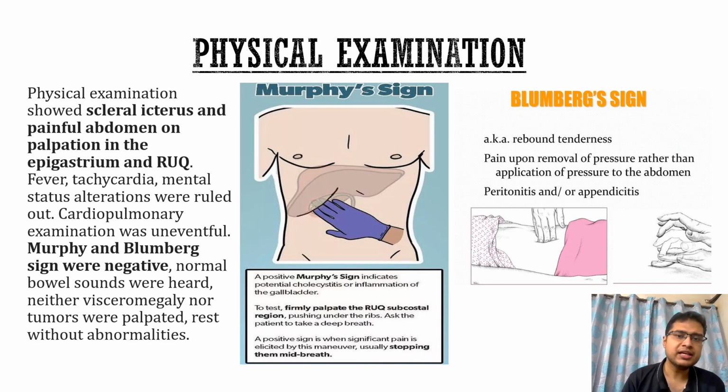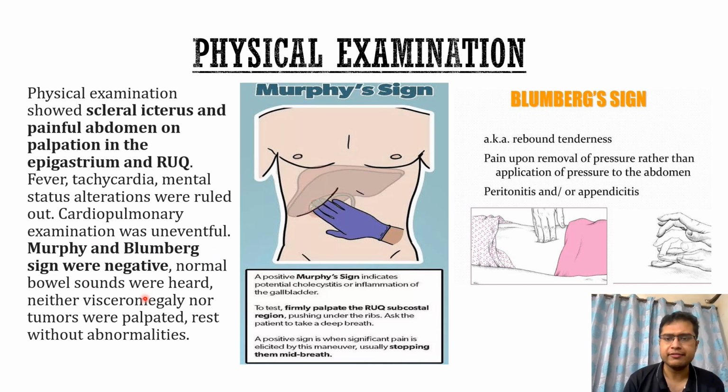So coming to the physical examination, in general examination, pallor and scleral icterus were present, and on abdominal examination there was tenderness in the epigastrium as well as the right upper quadrant, but the Murphy's sign was negative on deep inspiration, that is ruling out acute cholecystitis as a possible cause of this pain. There was no fever, tachycardia or mental status alteration. Cardiopulmonary examination was also uneventful.